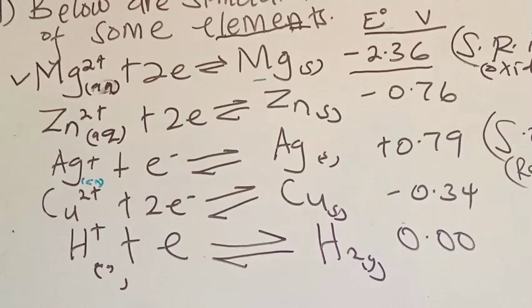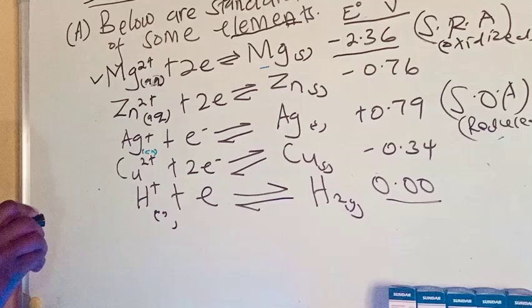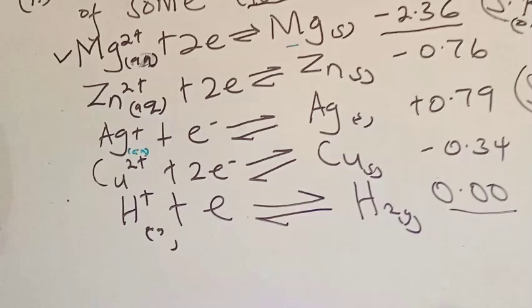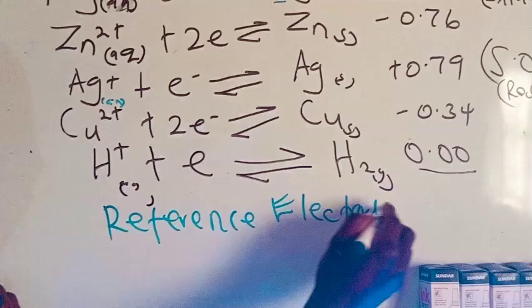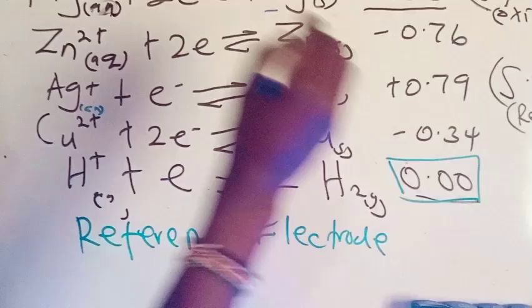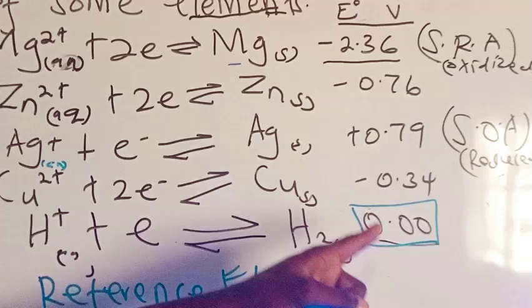Take note of this. If you see an element or an electrochemical cell or a species with 0.00, that one is called a reference electrode. So in this case hydrogen is called a reference electrode. Why? Because it has an electromotive force or an E0 value of 0.00.